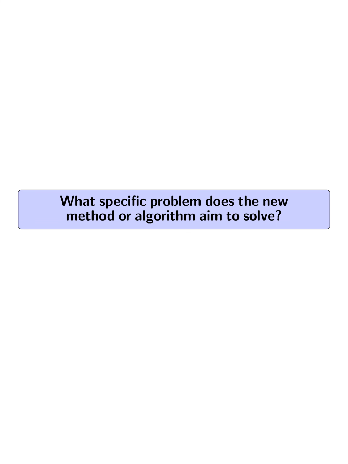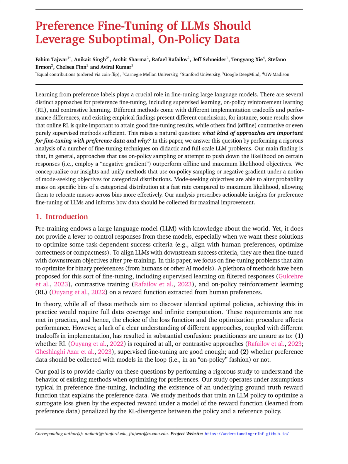What specific problem does the new method or algorithm aim to solve? The new method or algorithm aims to solve the problem of optimizing language models for binary preferences by providing clarity on whether on-policy sampling improves over offline fine-tuning, the role of negative gradients in discovering effective policies, and whether on-policy sampling offers complementary benefits to negative gradients.